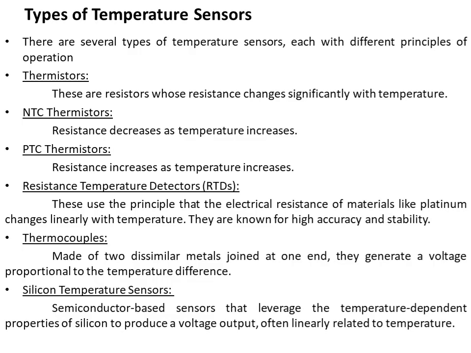Resistance temperature detector, that is RTDs. These use the principle that the electrical resistance of a material like platinum changes linearly with temperature. They are known for high accuracy and stability. Thermocouples. Made of two dissimilar metals joined at one end, they generate a voltage proportional to the temperature difference.